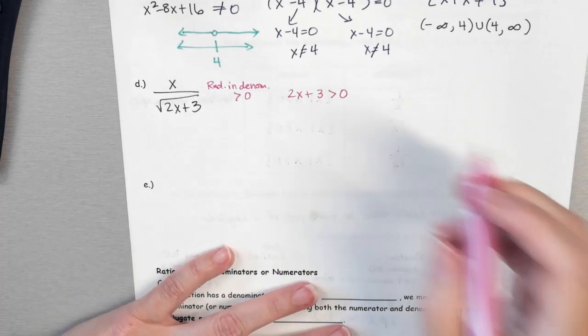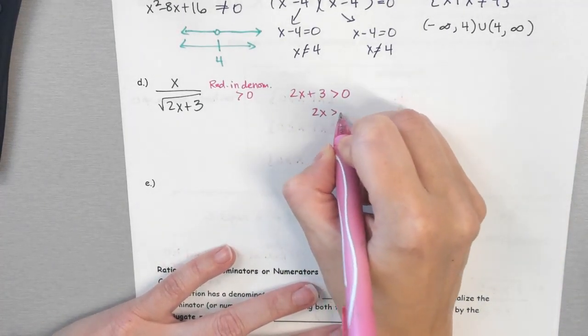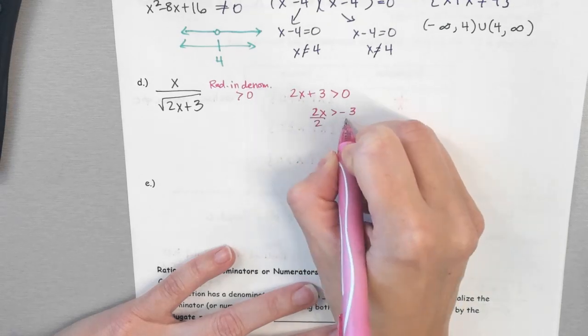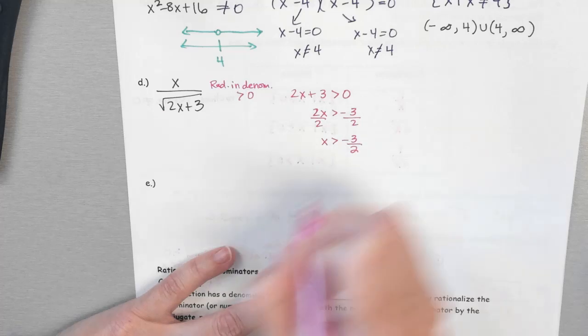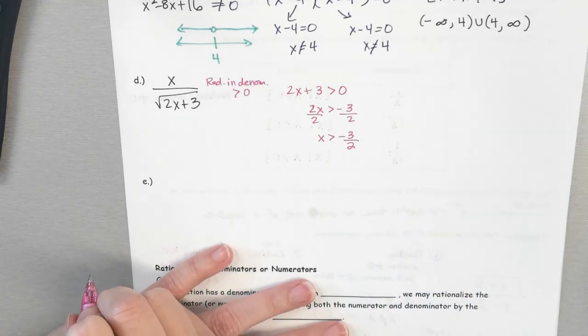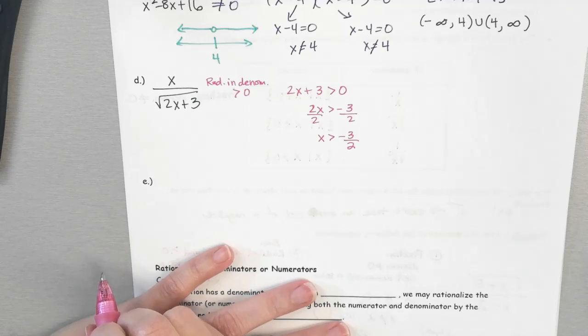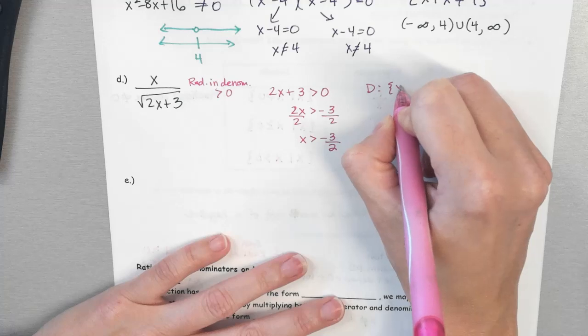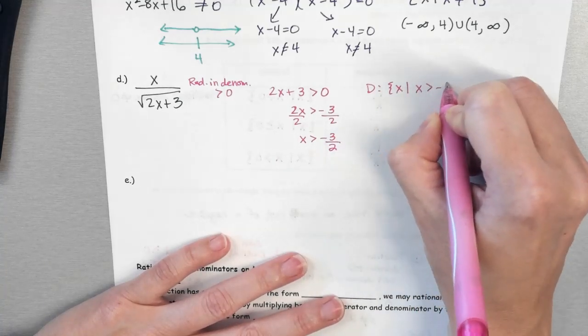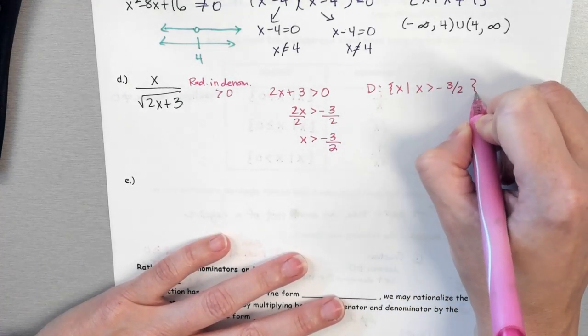Now the rules are pretty much the same when you're solving. The only thing you really have to watch out for is if you're dividing by a negative with an inequality, because then what happens? The sign flips. So for your domain, you have x such that x is greater than negative 3 over 2.